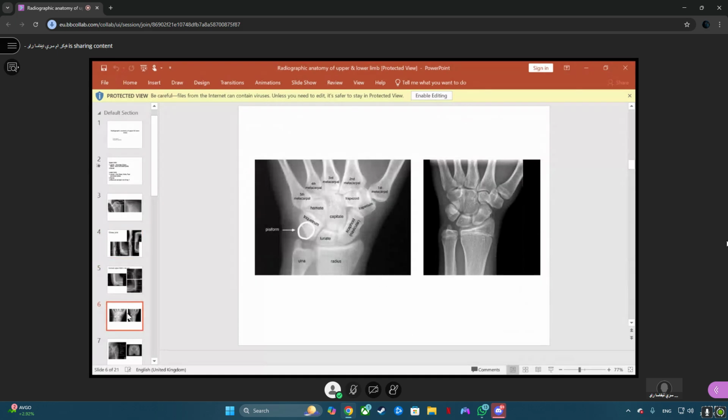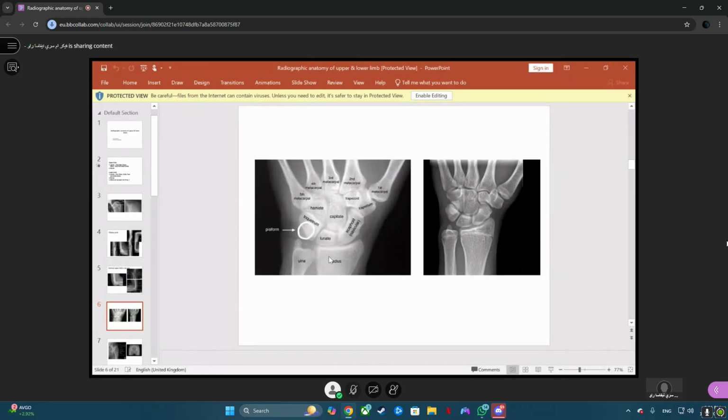Next, coming to the wrist joint. So you can see here clearly, already you know this. The wrist joint is between the lower end of the radius and the carpal bones. Radius and the carpal bones form the wrist joint. The ulna doesn't take part in the formation of the wrist joint.